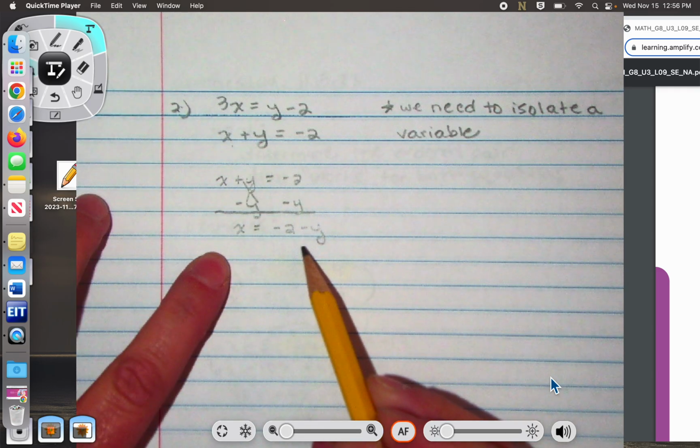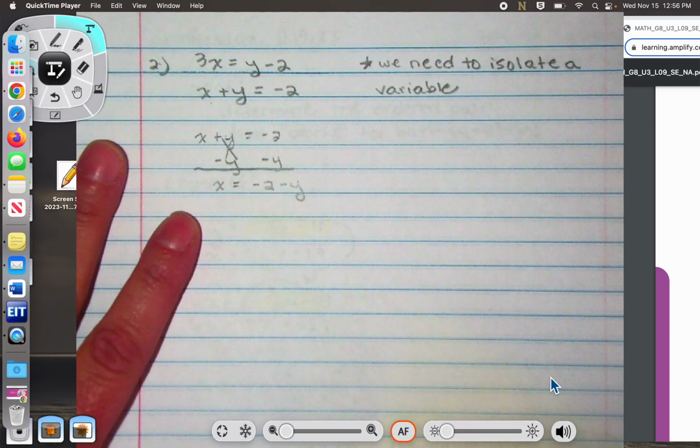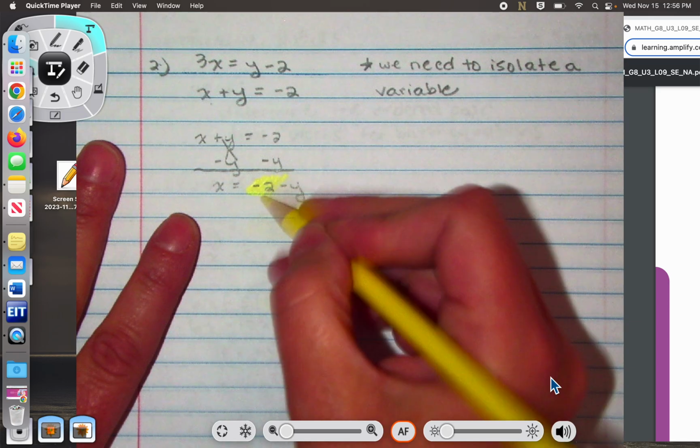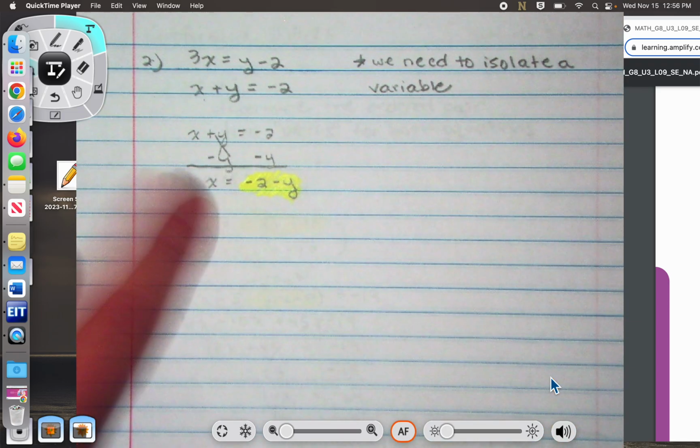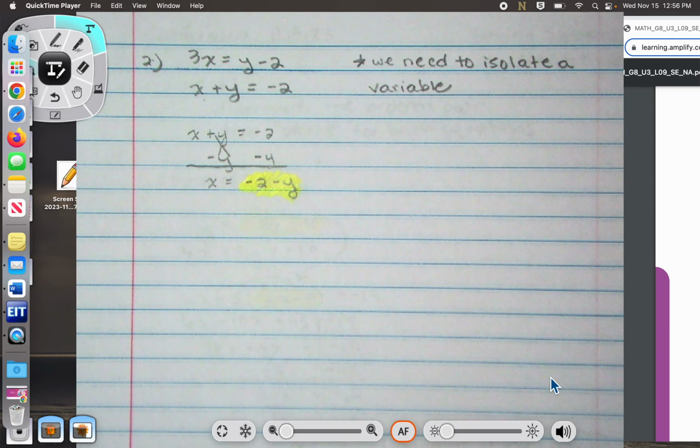So now I have an isolated variable, and I can use that in the equation. Notice that I got x by itself. The first one was easy, we had y. It does not matter which one you choose to isolate. You're going to find that value, put it back into the equation to find the one you didn't do.